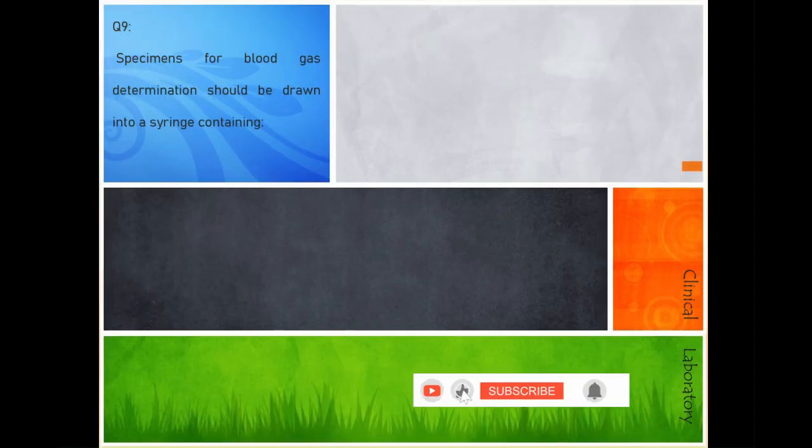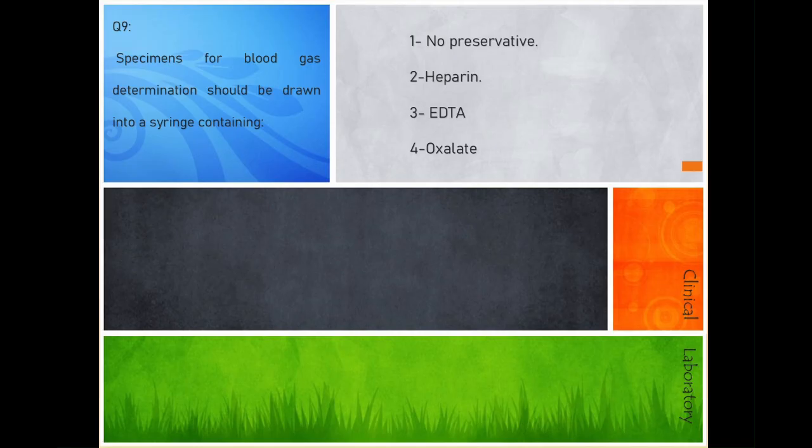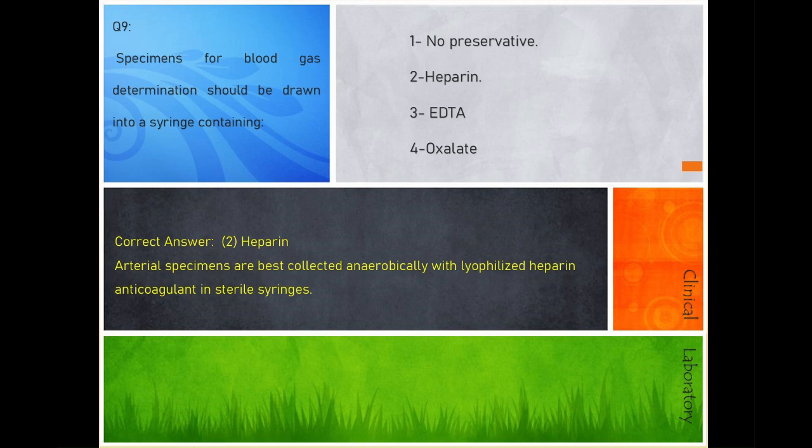Question 9. Specimens for blood gas determination should be drawn into a syringe containing 1. No preservative. 2. Heparin. 3. EDTA. 4. Oxalate. Correct answer, 2. Heparin. Arterial specimens are best collected anaerobically with lyophilized heparin anticoagulant in sterile syringes.